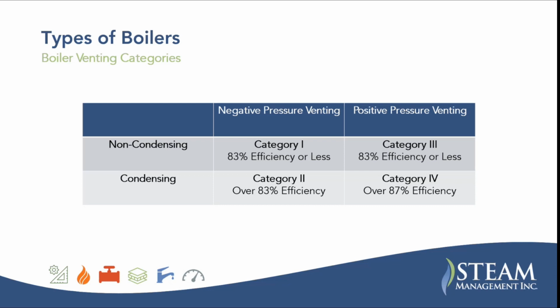And so there are liners that can be installed to accommodate condensing boilers, but more often than not, you're just going to route a new duct out that's appropriate for the service.